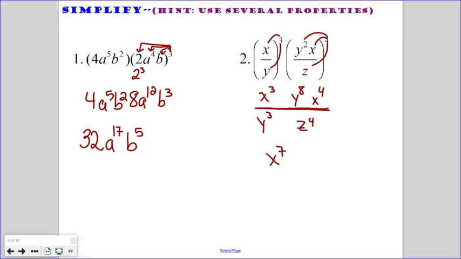The y's, I've got one on the top and one on the bottom, which means subtract their exponents, bigger exponent wins. So the 8 is where our answer goes. Y to the 8th minus y to the 3rd, y to the 5th. There is only one z, nothing will change about it. It stays where it is. Questions on that?